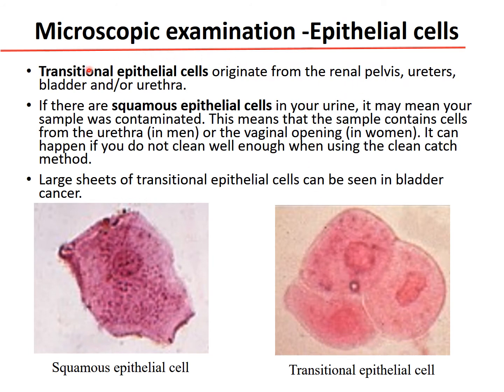Epithelial cells. Transitional epithelial cells originate from the renal pelvis, ureters, bladder or the urethra. If there are squamous epithelial cells in your urine, it may mean your sample was contaminated. This means the sample contains cells from the urethra in men or the vaginal opening in women. It can happen if you do not clean well enough when using the clean catch method. Large sheets of transitional epithelial cells can be seen in bladder cancer.